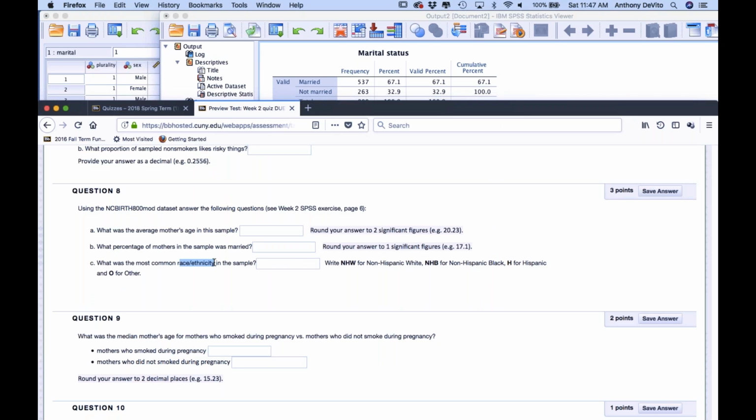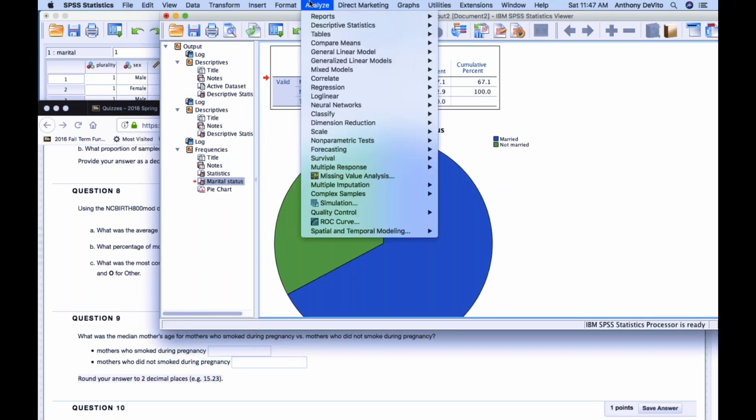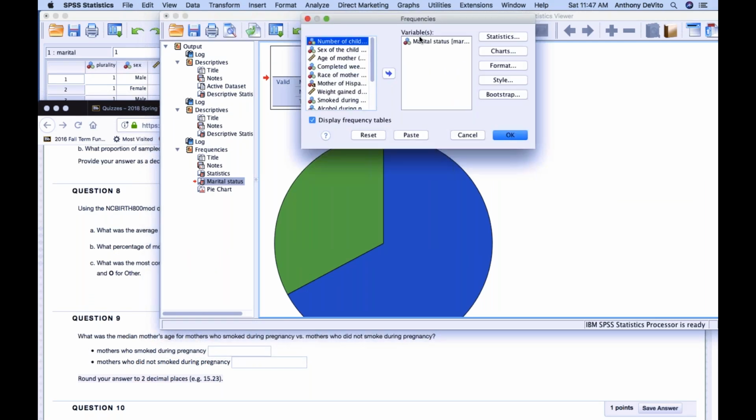Again, race and ethnicity is a categorical variable. So I'm going to go up here and I'm going to say analyze, descriptive statistics, frequencies again, except this time I'm going to move marital status out of our workbox and I'm going to put in, I think there's a different variable here for ethnicity, isn't it? Ethnicity, I'm going to start with race. Okay, I'm going to hope that I got the right one. I'm going to click OK.